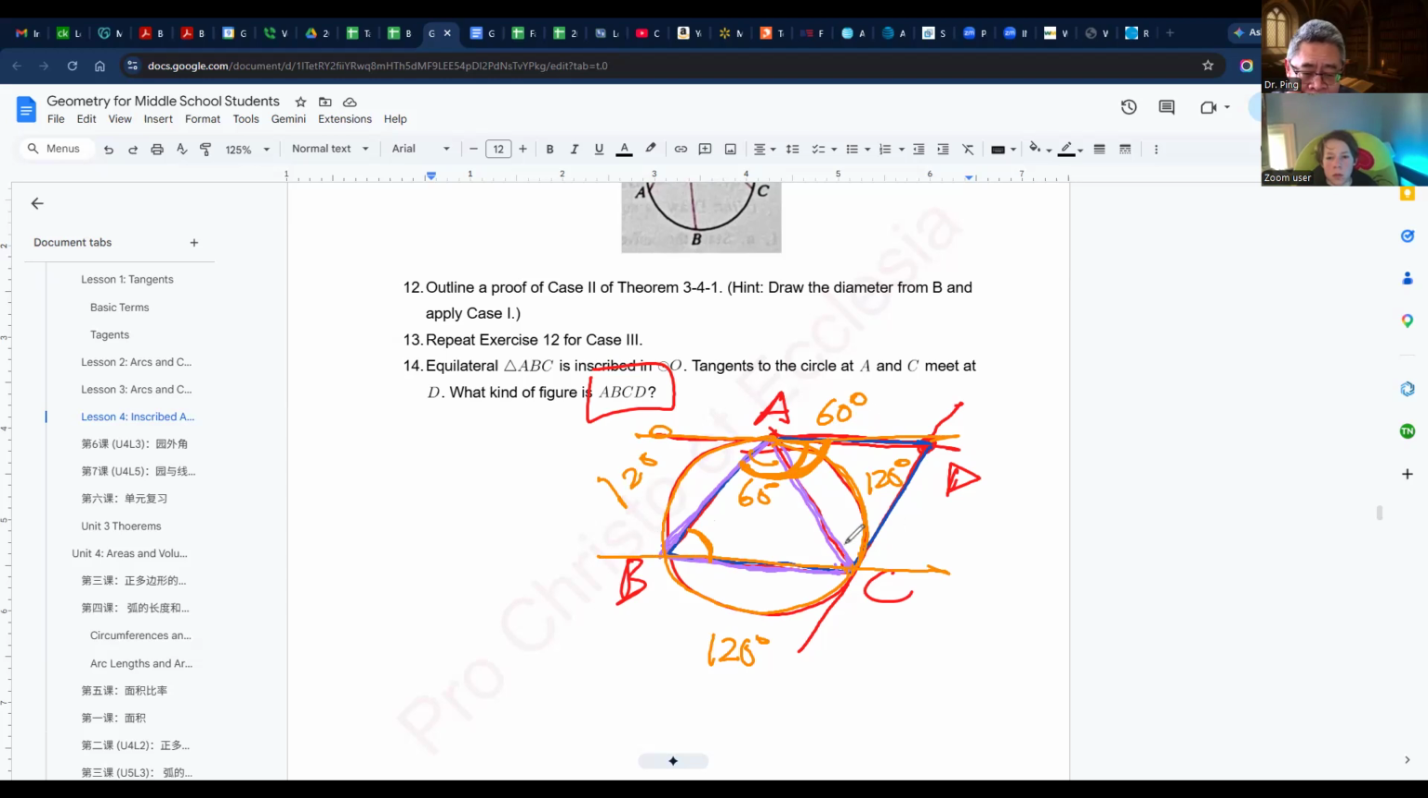Now we can also know this is 60, and this will be adding 60, 120, adding 60, 180. So this line and that line are parallel. Therefore, this is a parallelogram. Good.